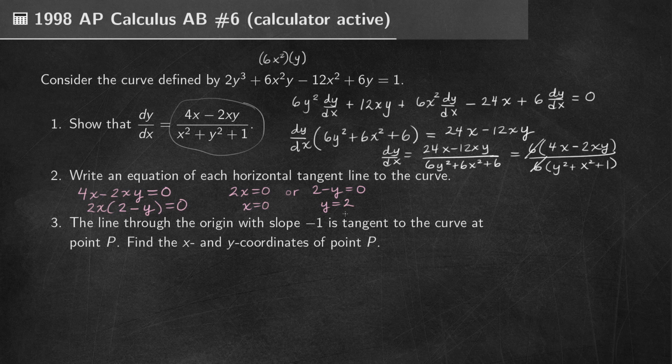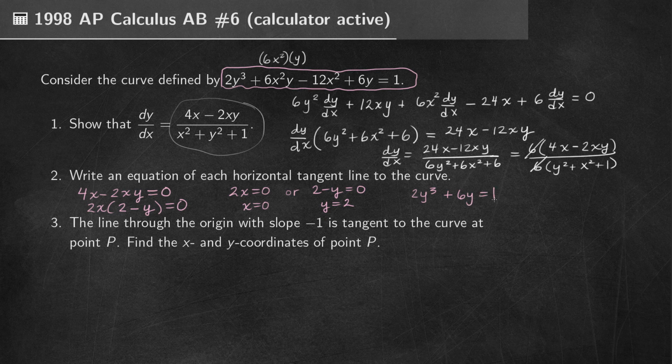So I need to know the equation of the horizontal tangent line. It looks like it's probably y equals 2 is one of them. And then x equals 0 is just the x coordinate of the point of tangency where the slope is 0. So I still need to figure out the y coordinate. If I know x is 0, how do I find y? Well, that's when I have to go back to my original equation up here. And if x is 0, I substitute that in for x. I get 2y cubed plus 0 minus 0 plus 6y equals 1.